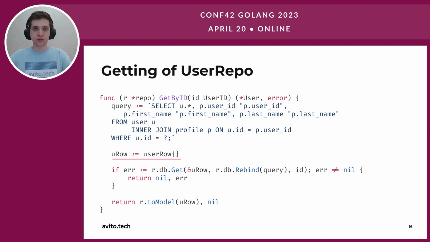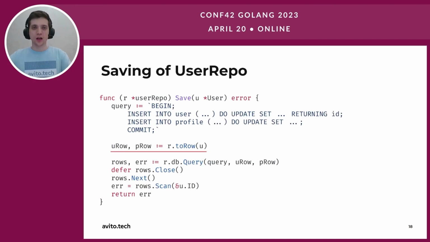Let's see an example. This is the getting method. I use SQLX to reduce the code of data mapping from a database when the app receives data. After receiving, we have a database view in the user row and profile row. Then we convert data into a domain view as a single user model with a nested profile model. In the save method, we convert the domain view into the database view and then save data. I use an insert and update in one query to place it on one slide.